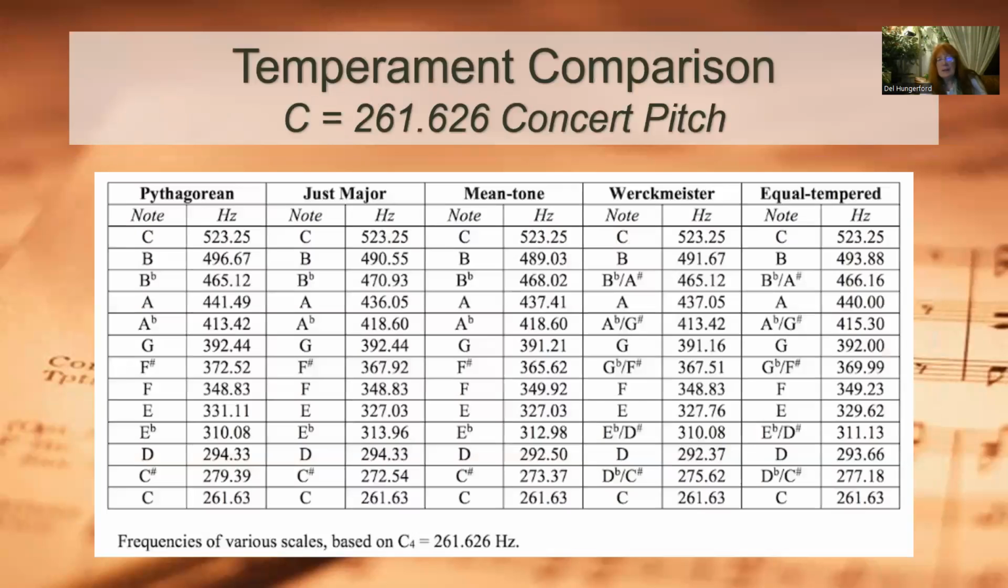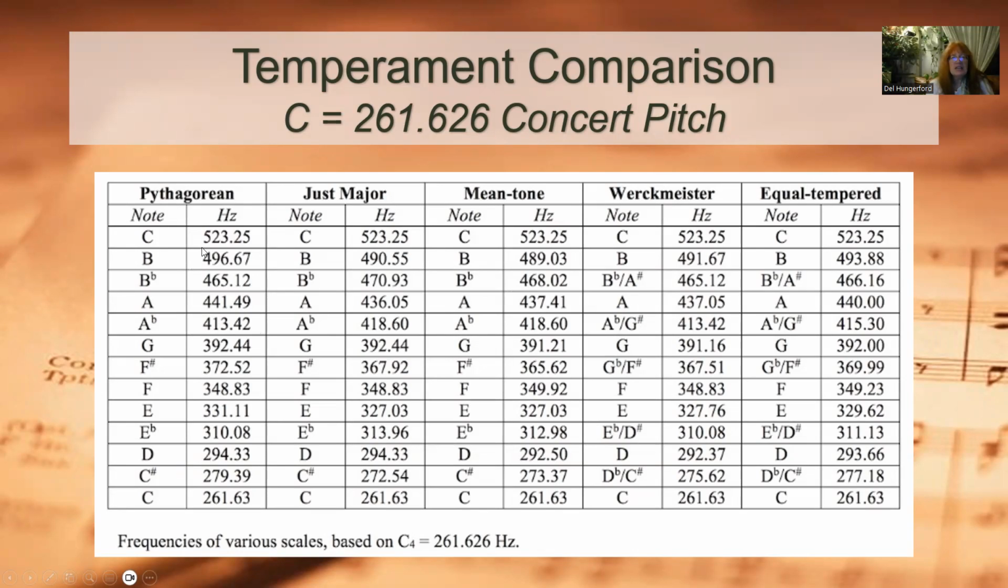Now I'm going to show you a temperament comparison chart using C 261.626 as the concert pitch. We've got five here. We've got Pythagorean, just, mean tone, Werkmeister, and equal. Those are five different temperaments, and you'll notice the C is the same across the board. But now let's go down and look at B.